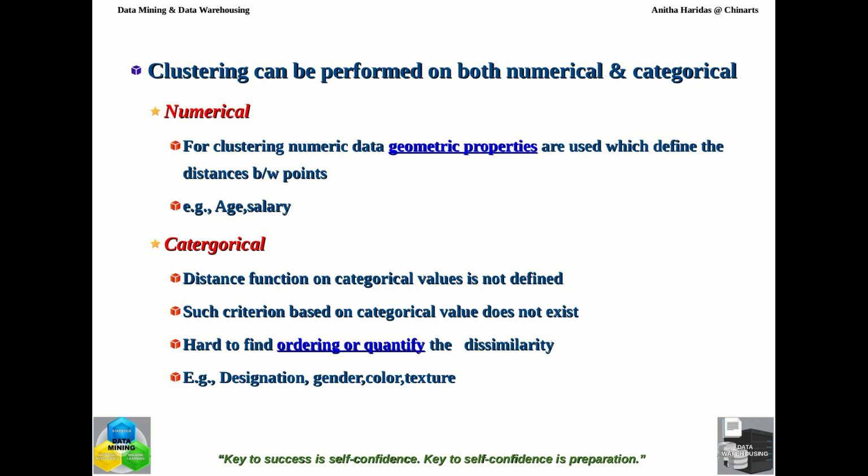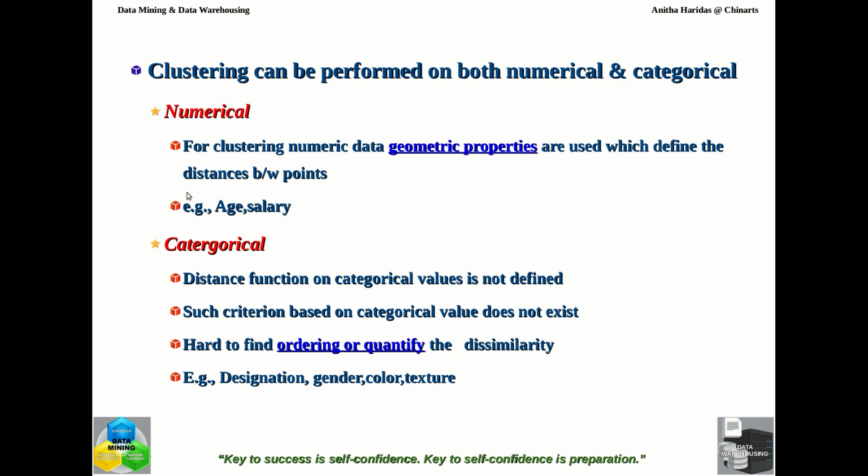So when you calculate the age between these two customers, suppose the first customer is 25 and the second customer is also 25, when you find out the distance between them, 25 minus 25 becomes 0. So since the distance is very minimum, then you can put them in the same cluster. So that is what we call the distance between the points.